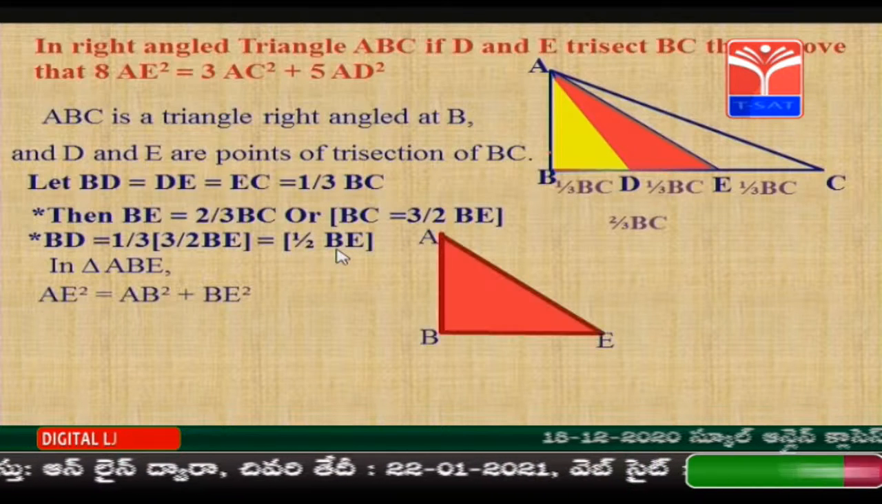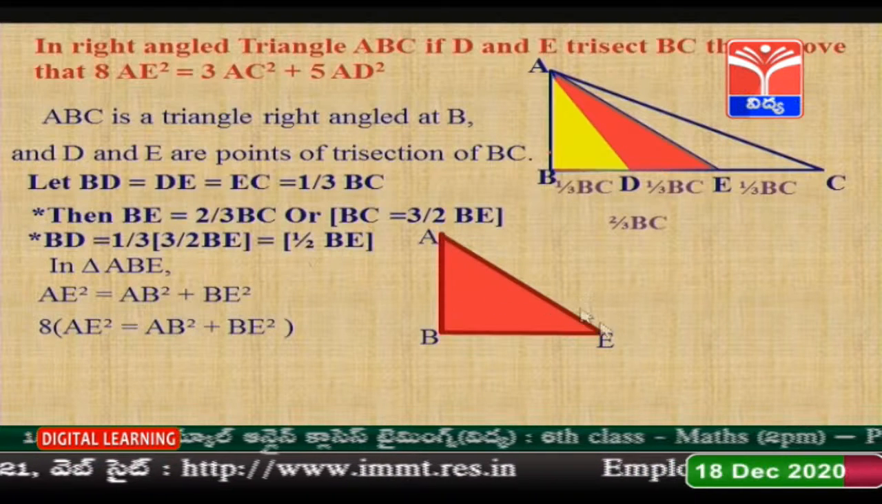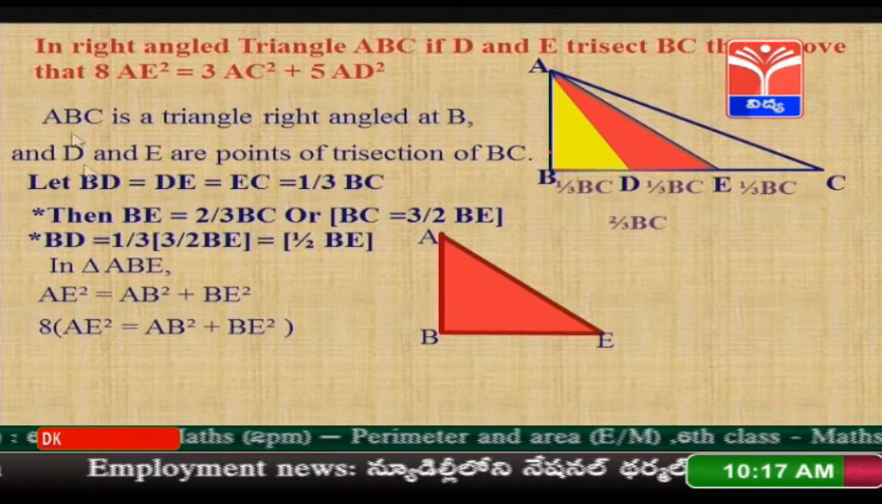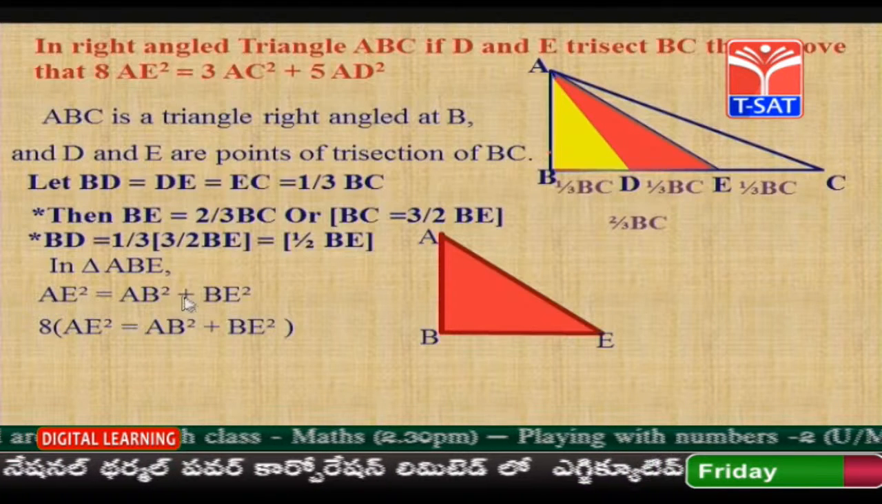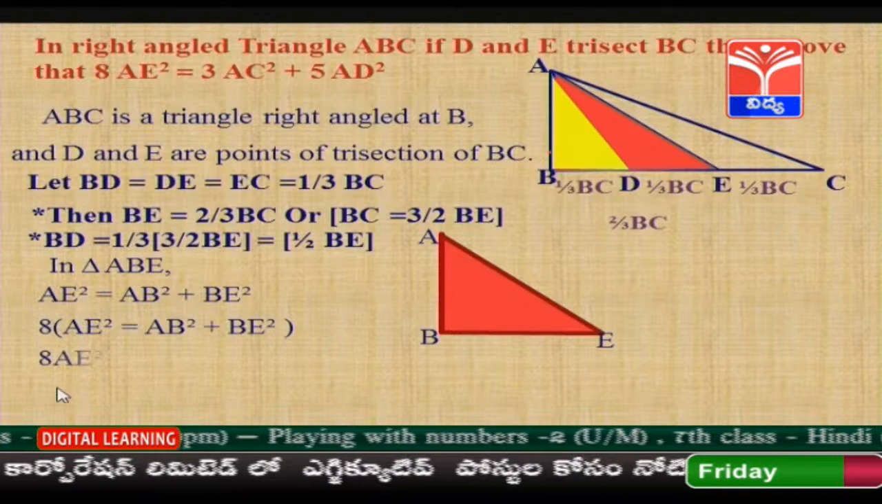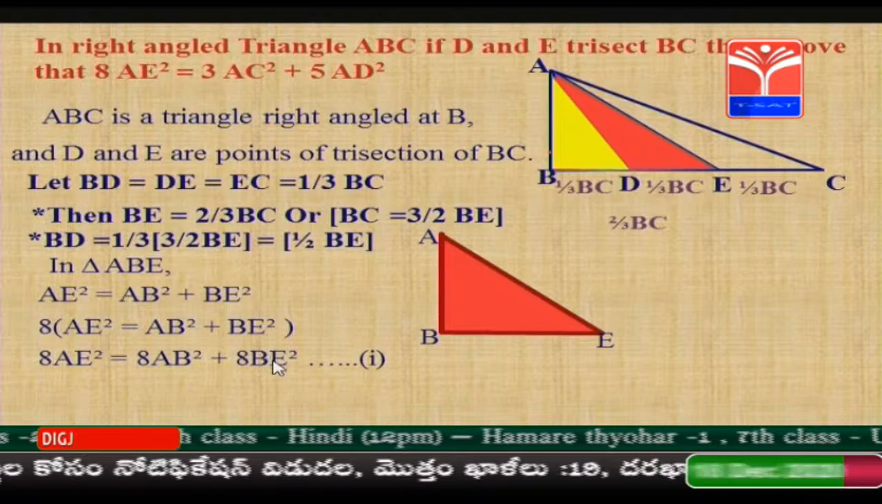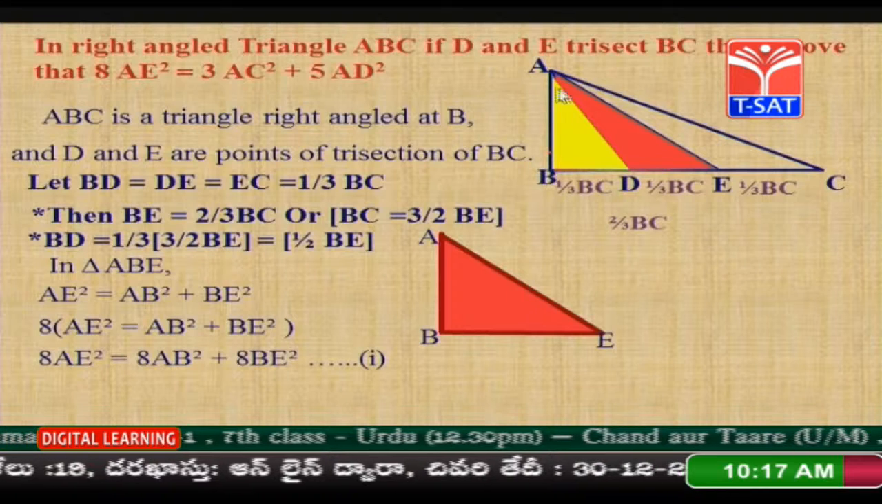And here in triangle ABE, what can I write by using Pythagoras theorem? AE square is equal to AB square plus BE square. Now, I need 8 AE square to be shown, so I am multiplying both sides by 8. It became 8 AE square is equal to 8 AB square plus 8 BE square. This is the first equation from this triangle ABE.